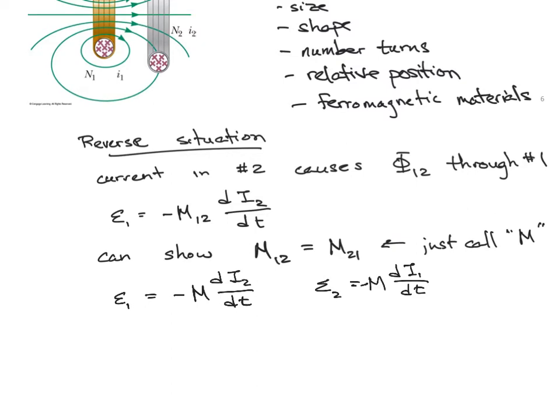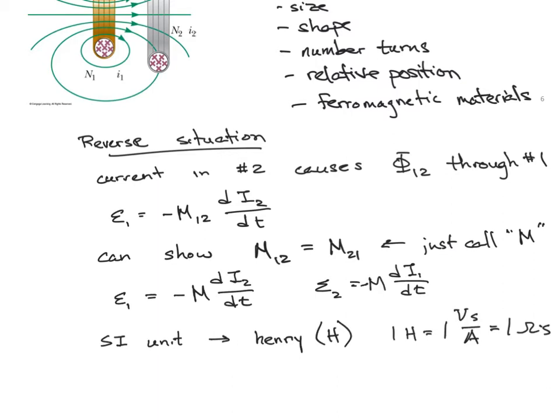The SI unit for our mutual inductance is named after an American physicist who was actually the first guy in charge of the Smithsonian. So there's your trivia for today. The unit is called a Henry, and 1 Henry is equal to 1 volt-second per ampere, or you could say 1 ohm times second. Those units are all mutually equal to each other.